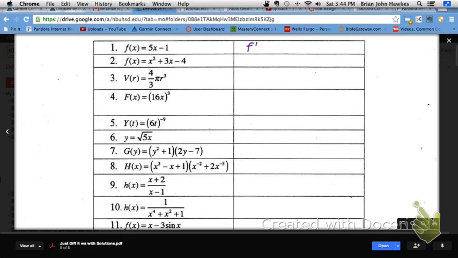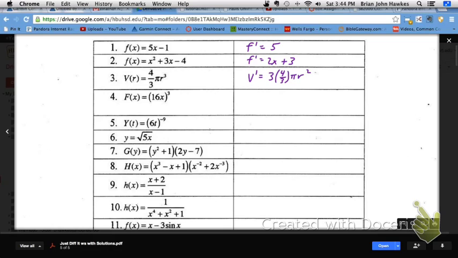So number one, f prime, and I'm not even going to write f prime of x. F prime equals 5. Okay, number two, f prime equals, so the derivative of x squared is 2x, and the derivative of 3x is 3, and the derivative of negative 4 is 0. So number 3, V prime of r is equal to, bring the 3 out front, multiply it by the 4/3 that's already there, and the pi that's already there, and then just subtract 1 from the exponent. Okay, that's what I mean by not simplifying.